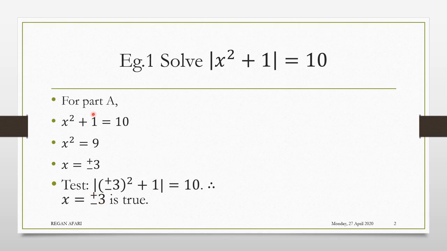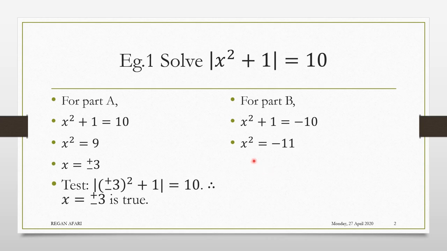All right, so let's go and solve for part B, where we are going to equate x squared plus 1 to negative 10. So we equate to negative 10, and then we solve for x. This will give us x squared equals negative 11. So at this stage what we do is take the square root of negative 11.